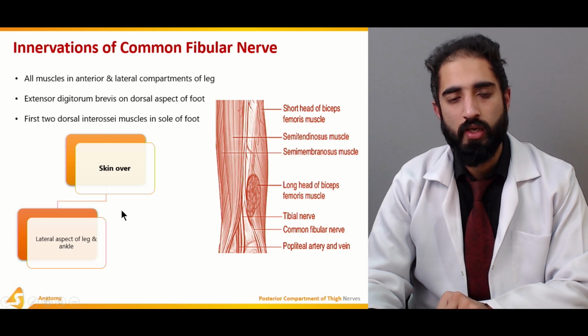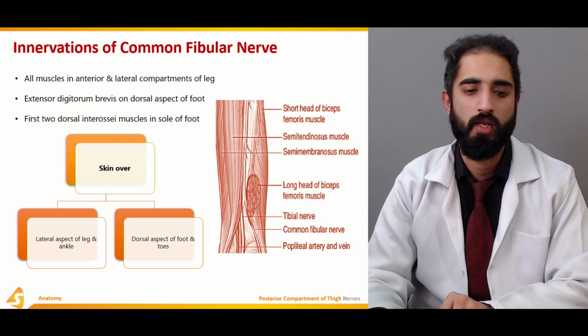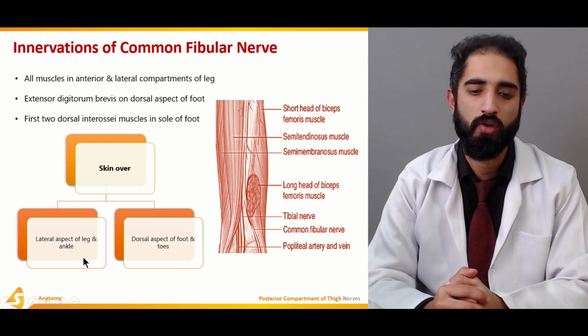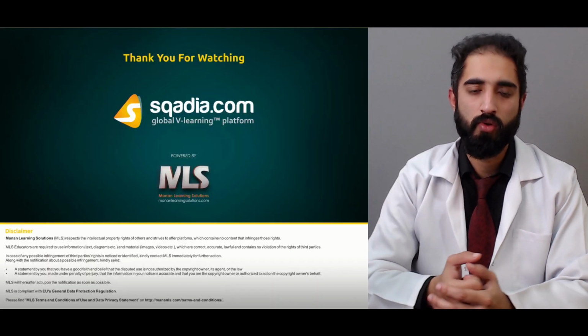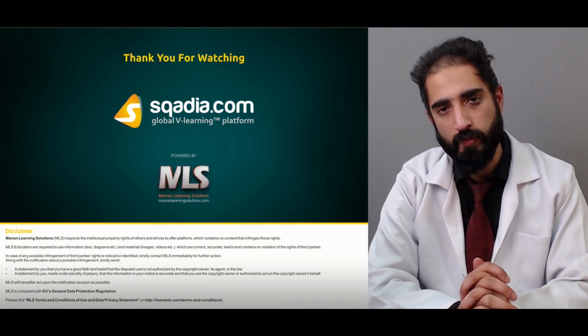The skin which is innervated by the fibular nerve is the lateral aspect of the leg and ankle, as well as the dorsal aspect of the foot and toes. So that was all about the nerves of the posterior aspect of the thigh.